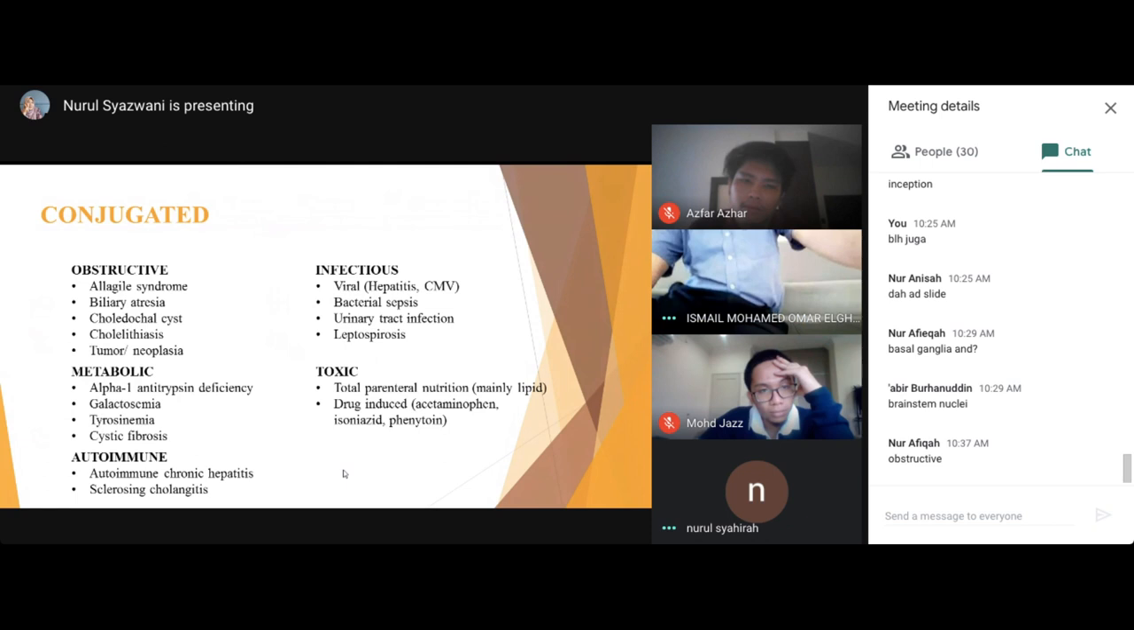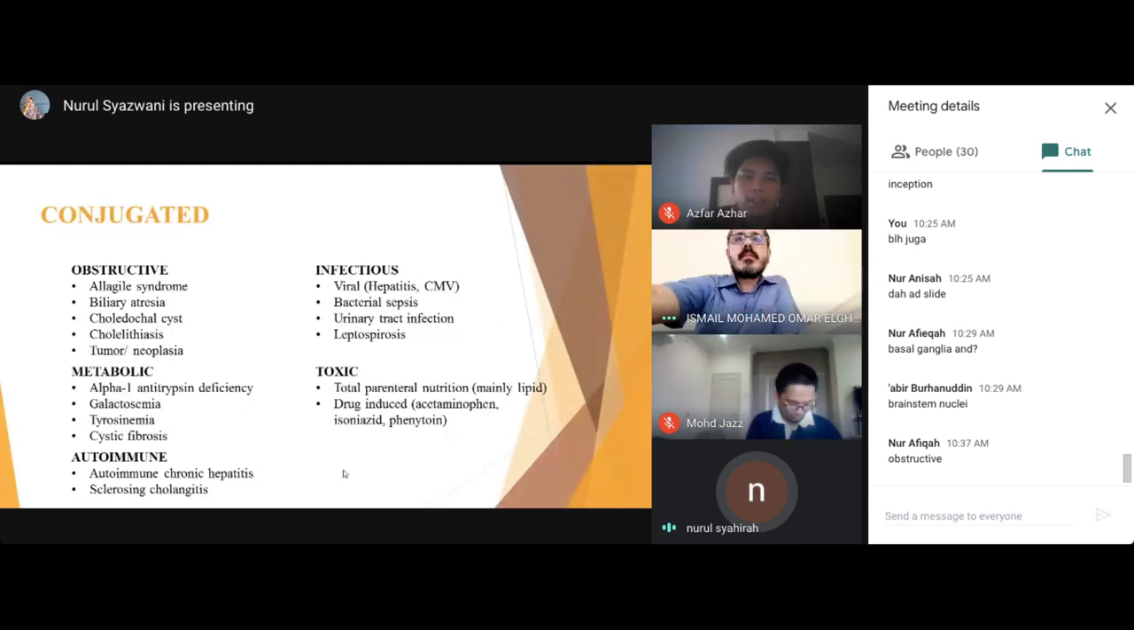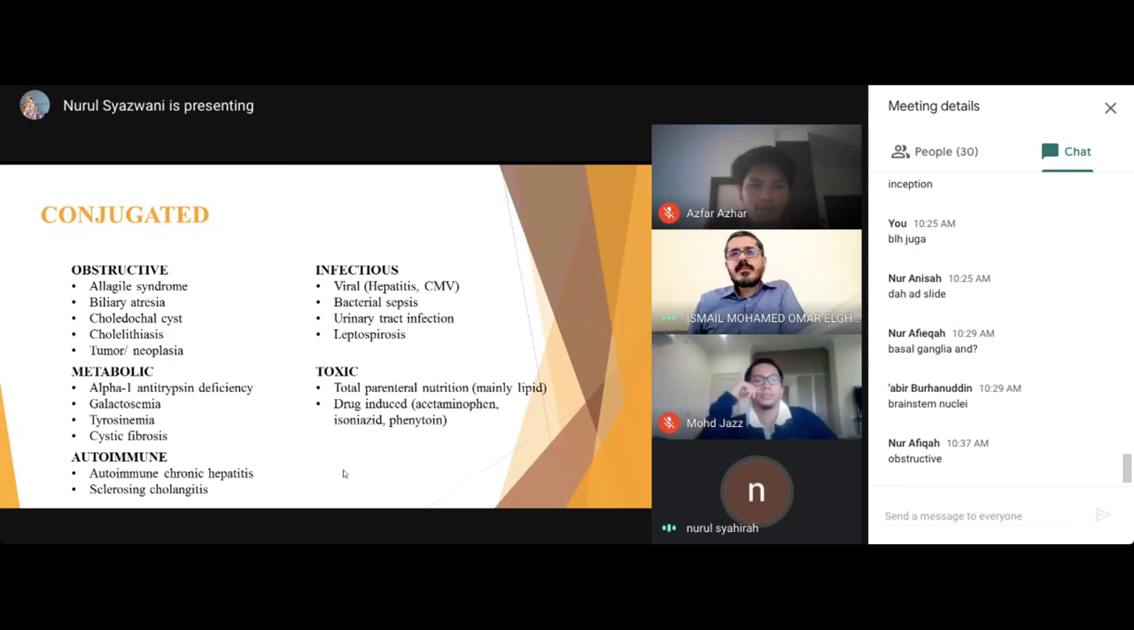So this one is still for the conjugated pathological jaundice causes. You can find obstructive, metabolic, autoimmune, infectious, and toxic causes. For the obstructive, we have Alagille syndrome, biliary atresia, choledochal cyst, choledocholithiasis, as well as tumor or neoplasm. For the metabolic, we have alpha-1 antitrypsin deficiency, galactosemia, tyrosinemia, and cystic fibrosis. For the autoimmune, we have autoimmune chronic hepatitis and sclerosing cholangitis. For the infection, we can have viral hepatitis, bacterial sepsis, UTI, urinary tract infection, and also leptospirosis. For the toxic, it can be from total parenteral nutrition, and also drug induced.